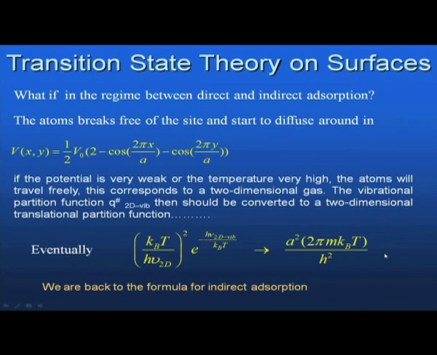Okay. So, what we get out of this is that we are back to the formula for indirect adsorption. Okay. So, in the regime between direct and indirect adsorption, the situation is such that your potential is very weak. The potential function, the force which binds your atom onto the surface, is weak. That is the force with which it is attracting towards the surface is weak.